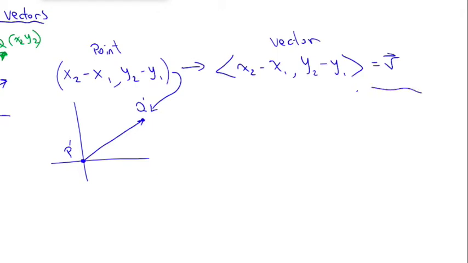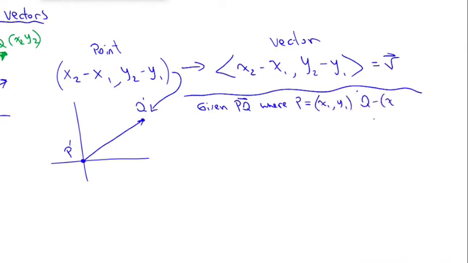So let's simplify this into one sentence. Given vector PQ where P is equal to x1, y1, and Q is equal to x2, y2, vector PQ then becomes known as the vector x2 minus x1, y2 minus y1. It's a simple little formula, but guess what people forget?